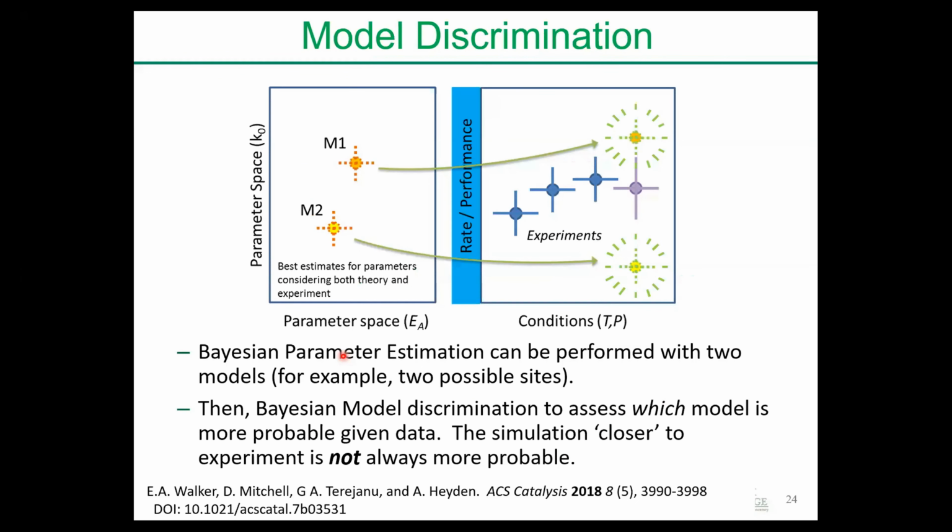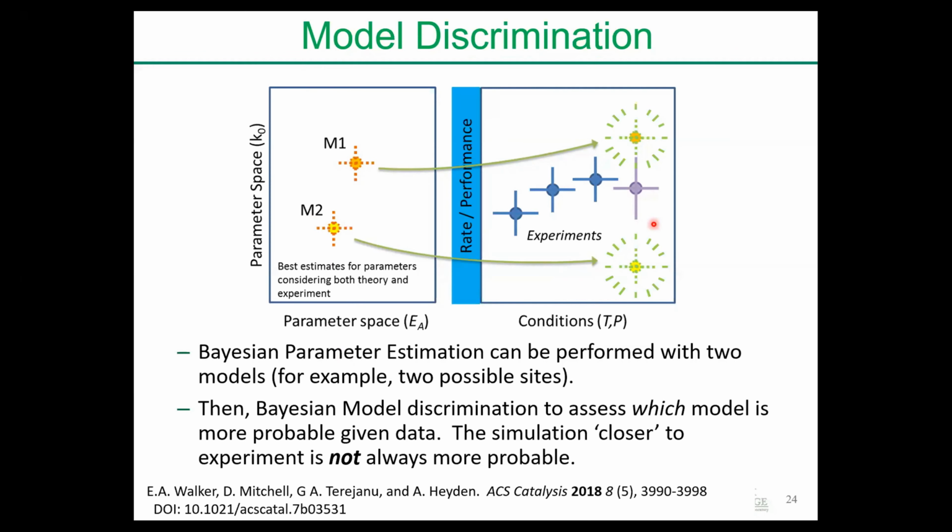In addition to design of experiments, there's also model discrimination. If you have two different models, such as two different reaction site types, or even two different mechanistic possibilities, and one is unsure as to which one is more physically probable, Bayesian model discrimination, also built in here, is going to be able to tell you for two different models which one is more physically probable.